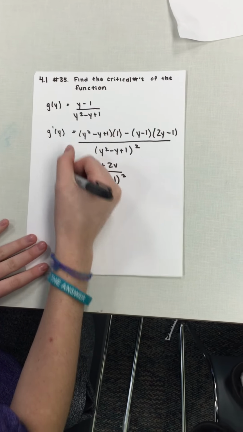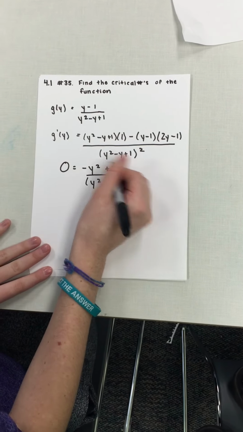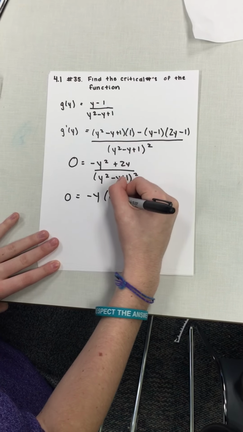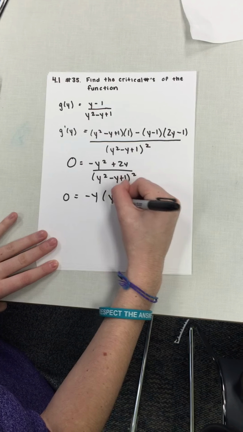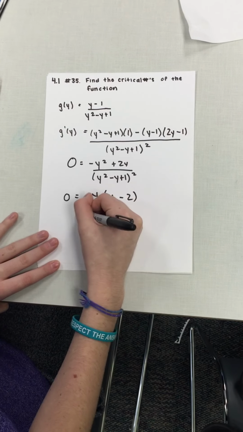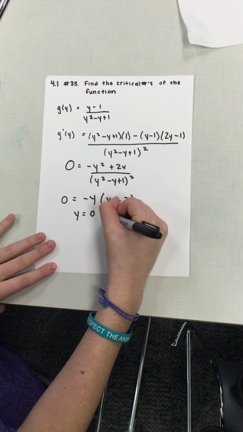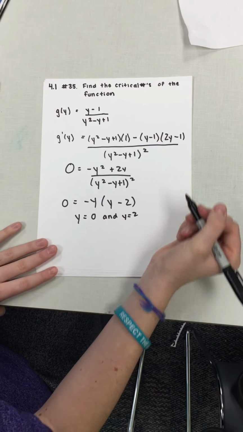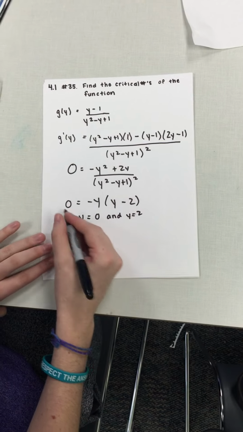We're going to set this equal to 0, and then we're going to be left with the top, so we're going to factor out a negative y from the top, and then we're left with the critical numbers y equals 0 and y equals 2. But then we're going to need to check the bottom to see if there's any critical numbers on the bottom.